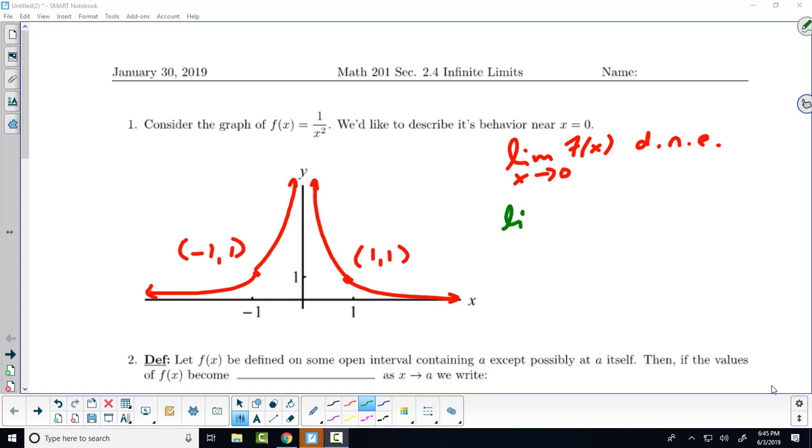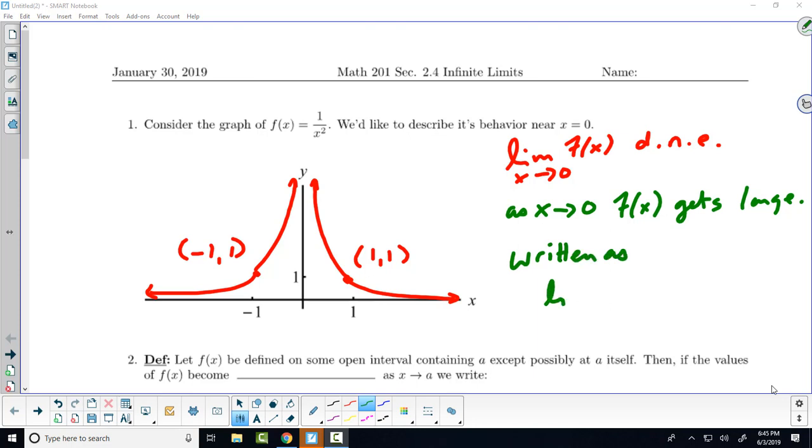What I'd like to say is, let's say it like this: as x approaches 0, f of x gets large. I'd like to say that. Is that true? It appears to be true from this graph, right? So that's the idea that I want to convey, but I want to be able to give a symbol for that. So how are we going to write this? The limit as x approaches 0 of f of x, and I'm going to write equals infinity.